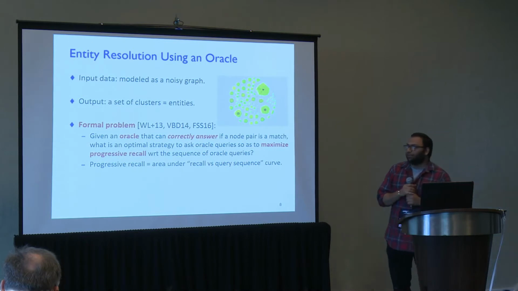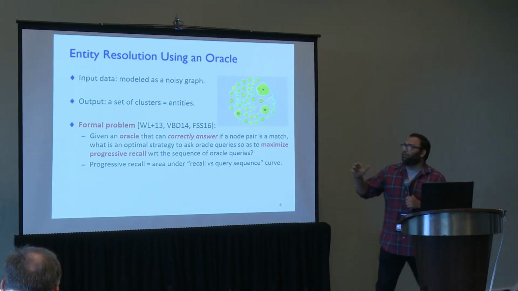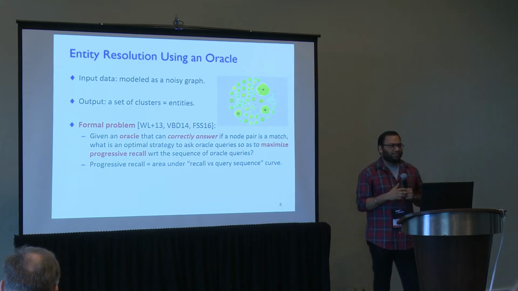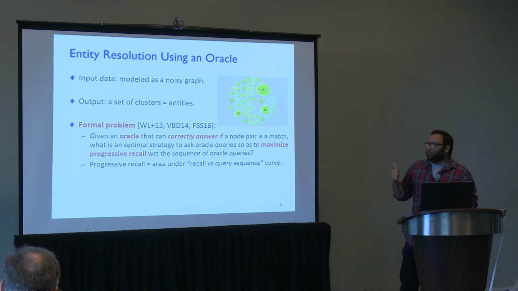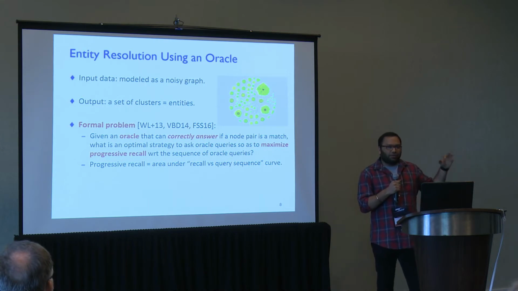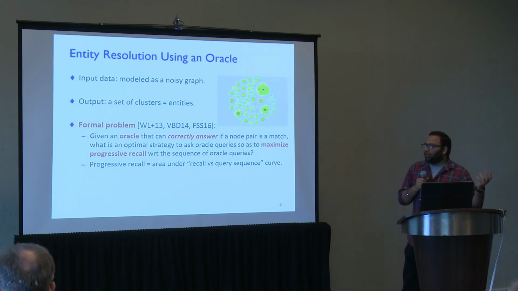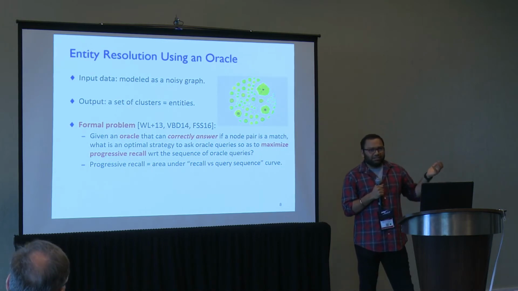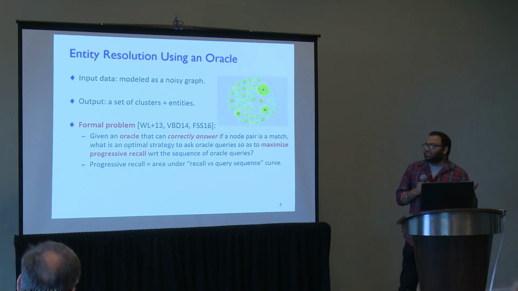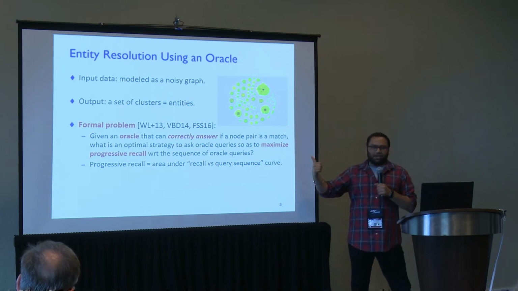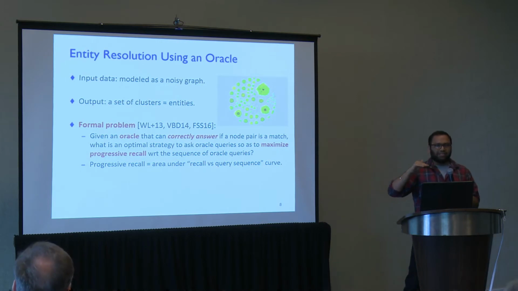So let's formally define the problem statement first. We are given an input which has been modeled as a noisy graph, and we want to output the set of clusters which refer to the entities. This problem has been studied a lot in the literature, which says that given an oracle which can correctly answer node pair queries, whether they are a match or not, we want to devise an optimal strategy to ask the oracle queries, and we want to maximize the progressive recall with the sequence of oracle queries. The progressive recall is defined as the area under the recall query sequence curve.